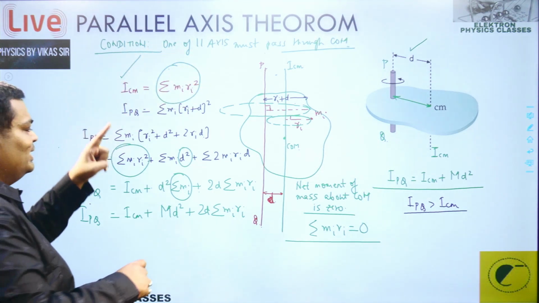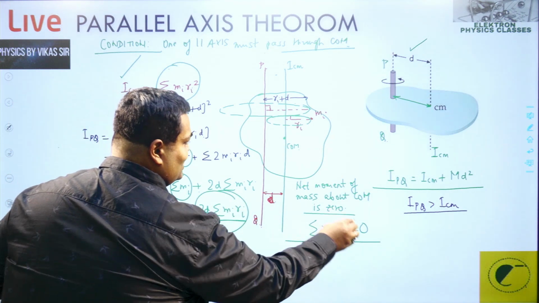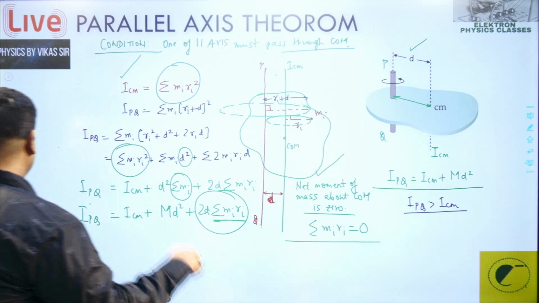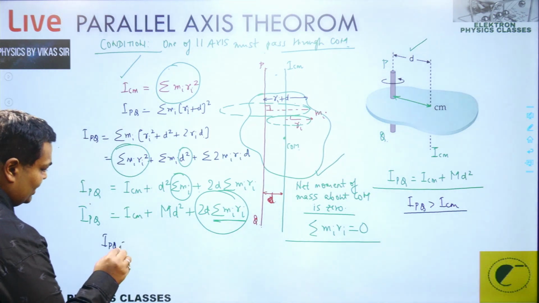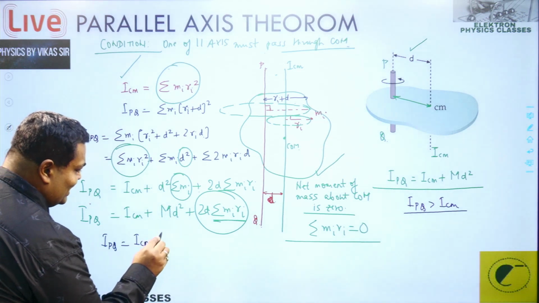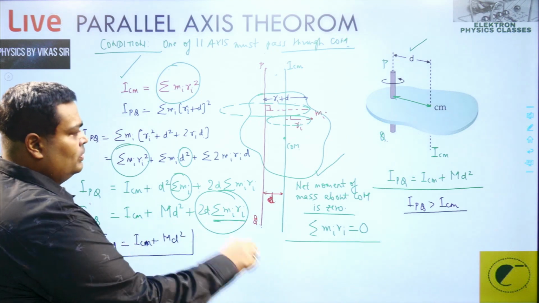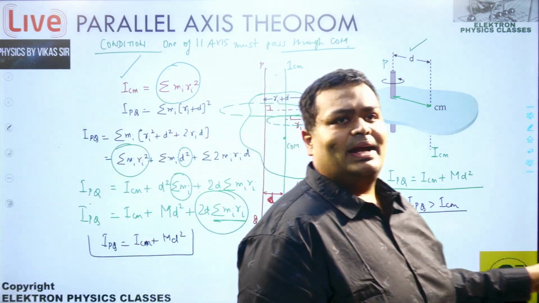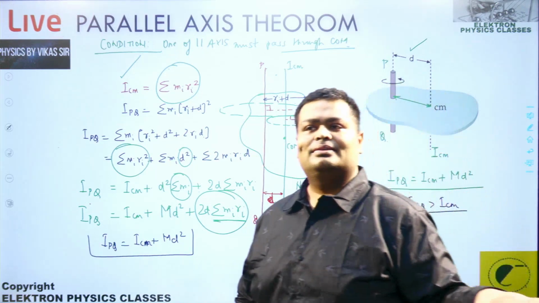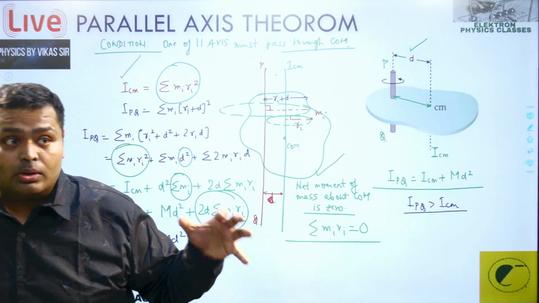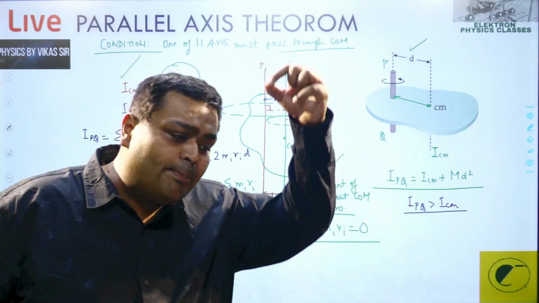That basically reduces this term to 0, because summation Mi Ri is 0 because of this condition, and hence you get the result that the moment of inertia about the PQ axis is ICM plus M into d square. That's your parallel axis theorem. See, the center of mass is not leaving us behind. It was there yesterday, it is there today, and in the future also it will be there because it is one of the pillars of rotation.